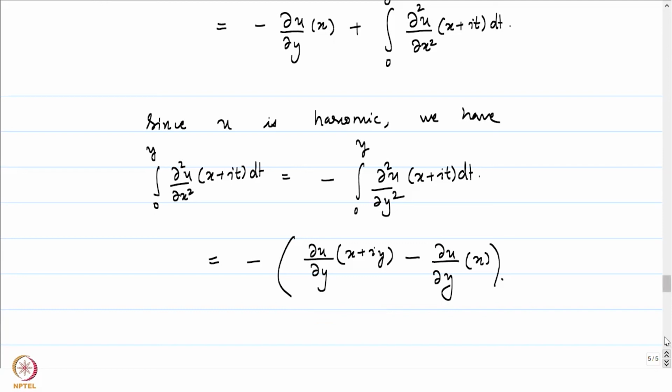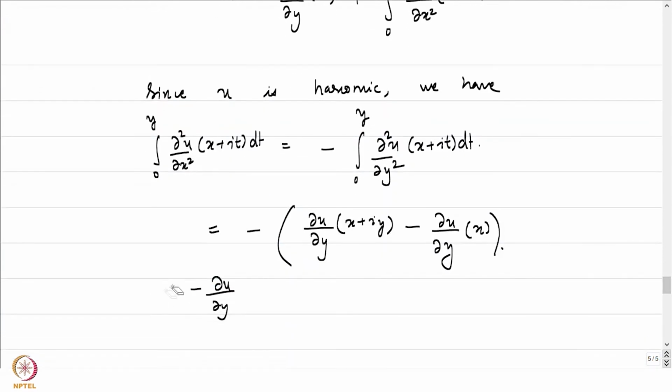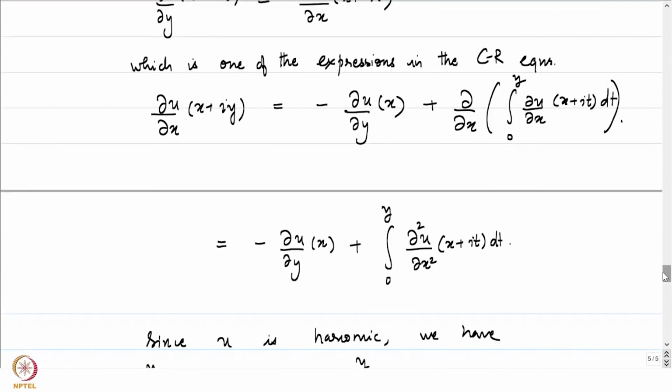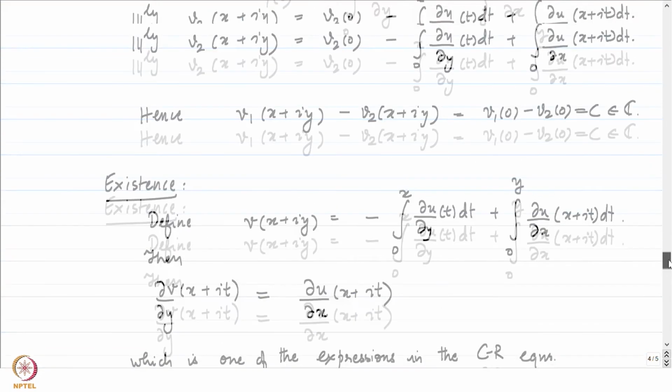And what do we have? This is equal to minus of ∂u/∂y. So, what is equal? This is basically ∂v/∂x at x plus iy. That is what we were computing, right, to begin with. I think I made a mistake when I wrote this. This is not ∂u/∂x, rather this is ∂v/∂x. It looks the same, but I think here I made a genuine mistake. This is ∂v/∂x that we are looking at. So maybe I confused you a bit.